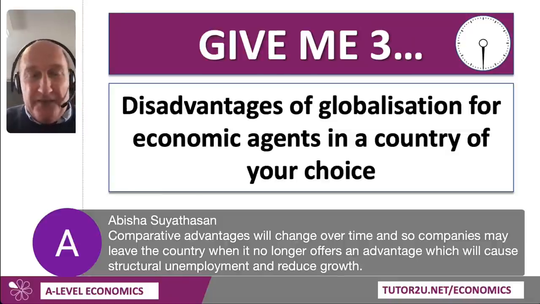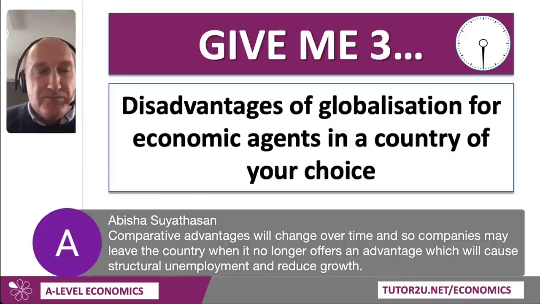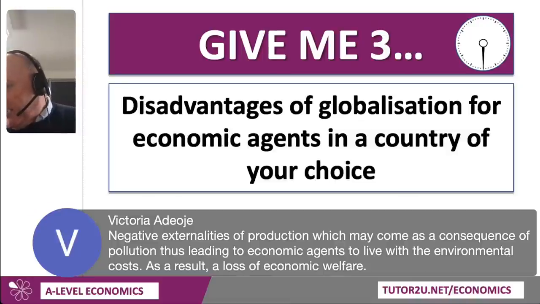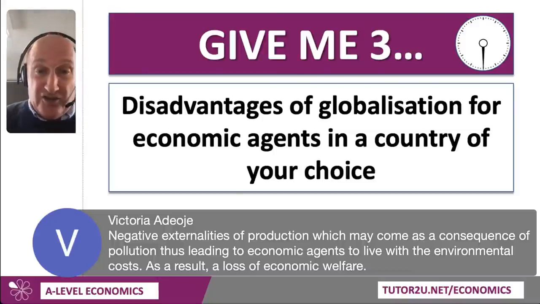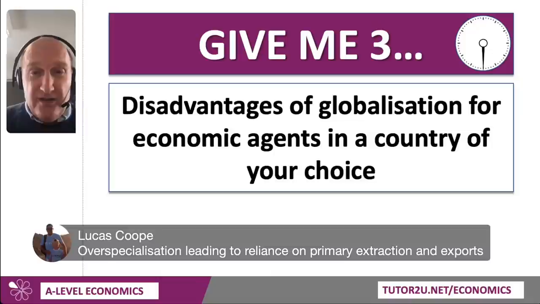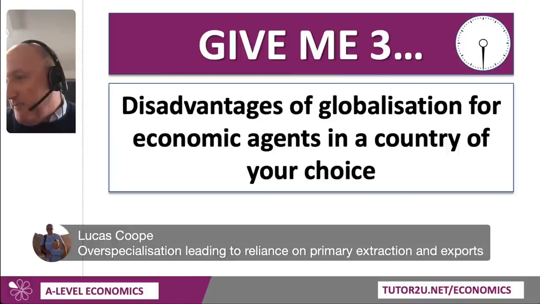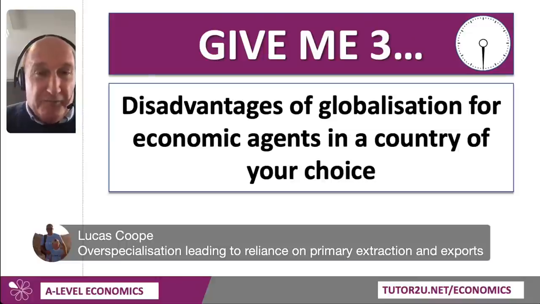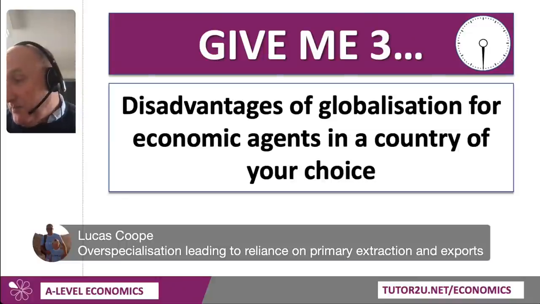Just pick out a couple more, maybe. Disadvantages of globalization. What can we see? Emily says dilution of culture, exploitation of workers. Victoria says negative externalities of production, which may come as a consequence of pollution. Lucas talks about over-specialization leading to reliance on primary extraction. Yeah, so countries may become too dependent on a fairly narrow range of products there. Archie talks about the possibility of a brain drain, which is a really good point.